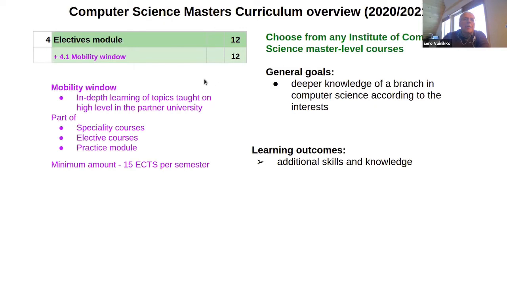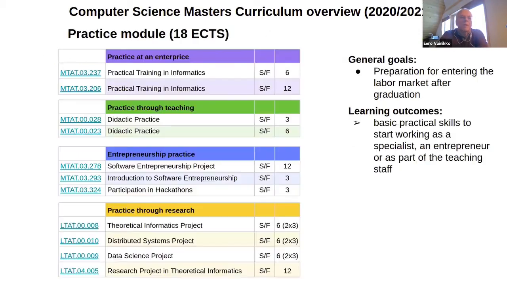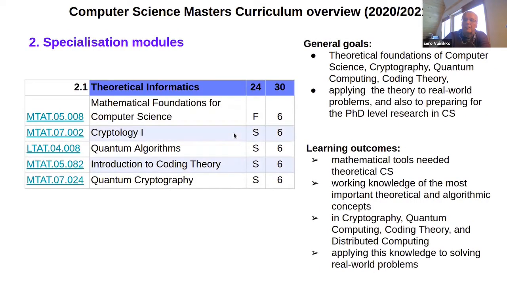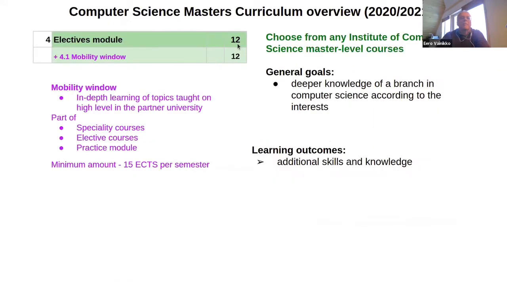Then the elective module is actually all the courses at our institute on master level you can choose from. It is very common to choose some course from a different specialization module, for example, but there are quite a few other interesting courses that are even not listed in this curriculum. Whenever it is a master's course, you can take it.